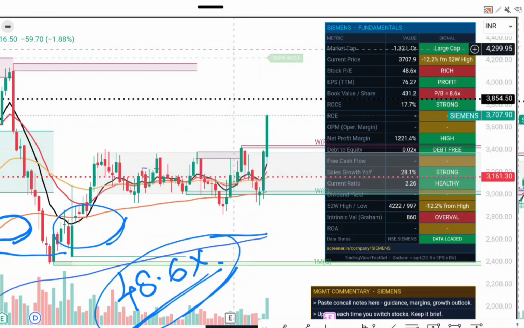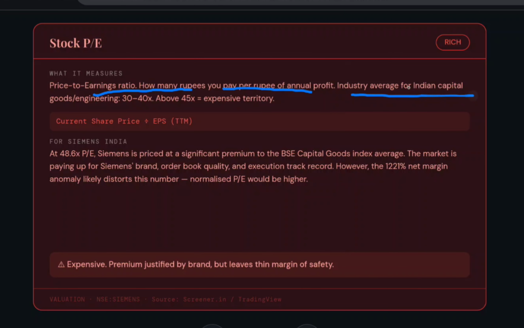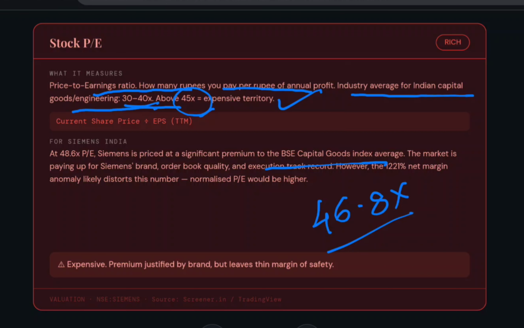Let's go back to TradingView and you can see it here. It is mentioned rich. Then you will take your own decision whether at this P/E it is suitable to buy or not. Price to earning ratio: how many rupees you pay per rupee of annual profit. Industry average for Indian capital goods engineering is 30 to 40. Above 45, it is expensive. As it is coming under the BSE Capital Goods Index, the index average P/E is around 30 to 40 and it is trading at 46.8, which is very high. This is nothing but one fundamental study, how to put this indicator and how you can use it effectively. This is not a buying or selling recommendation.